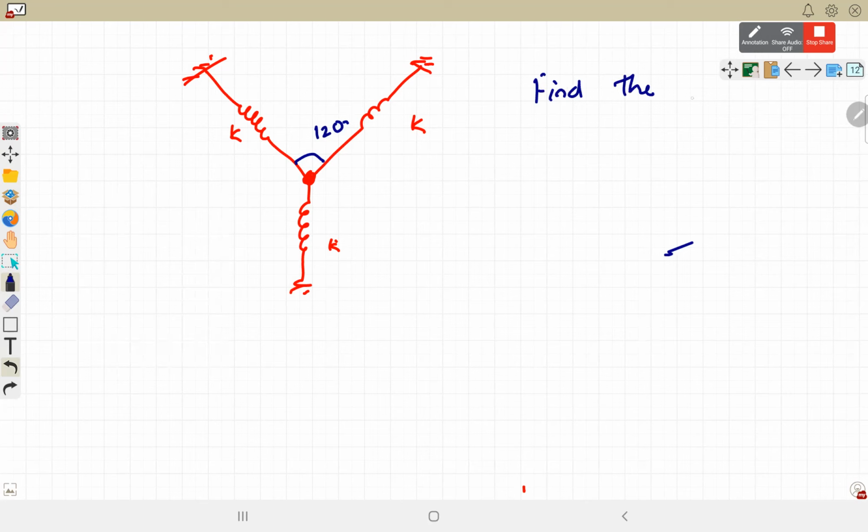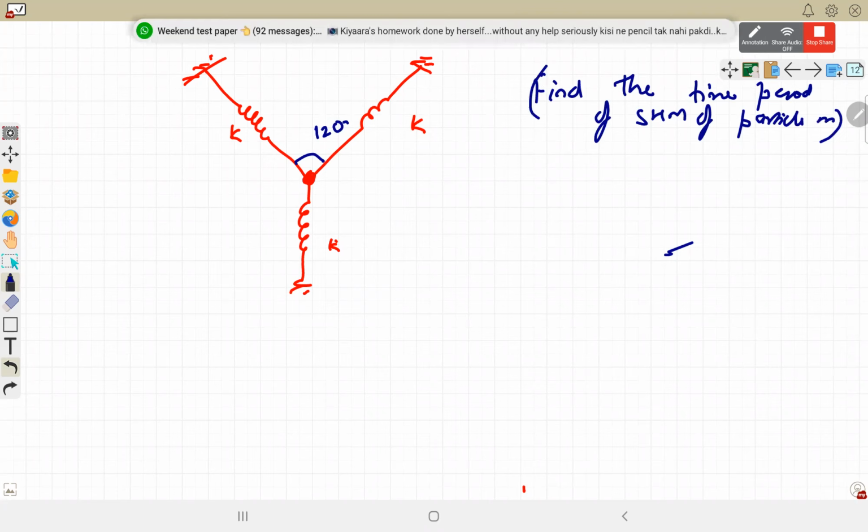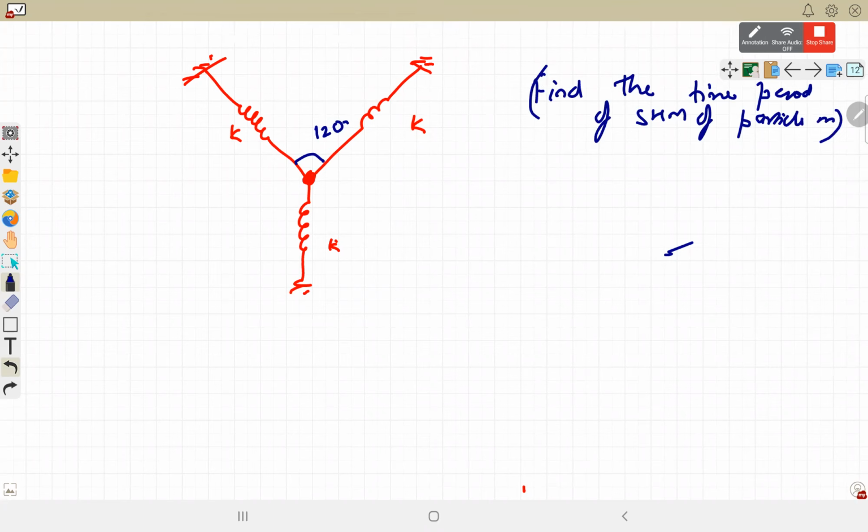2 pi root 3k by 2, no. Find the time period of SHM of the particle of mass m. What will we do here? We have to give a small displacement x from its mean position. So let's say in the downward direction, it is given as x. ऊपर वाली स्प्रिंग तो कंप्रेस हो गई. नीचे वाली स्प्रिंग जो वर्टिकल स्प्रिंग थी, that gets compressed.